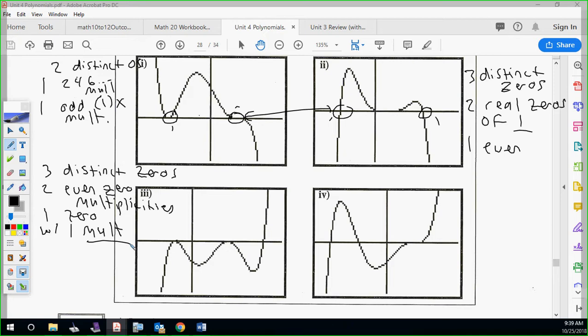Okay, good. And the last one. How many zeros in the last one? 3 again. Good. See here. Looks like, again, what are these two? 2, yeah, real zeros of 1. Good. 2 real zeros of 1. And the last one is an odd, 1 odd multiplicity of 3, 5, 7.